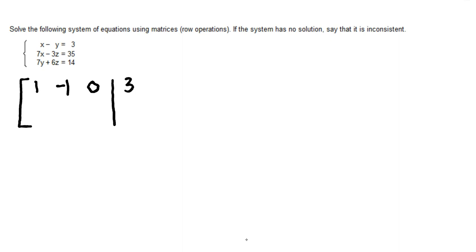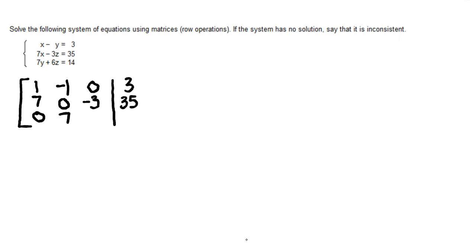In the second equation, I have a coefficient of 7 on the x term. There's no y term, so I'll put 0. A coefficient of negative 3 on z, and 35 for the constant. In the third equation, I have no x term, so I have 0.